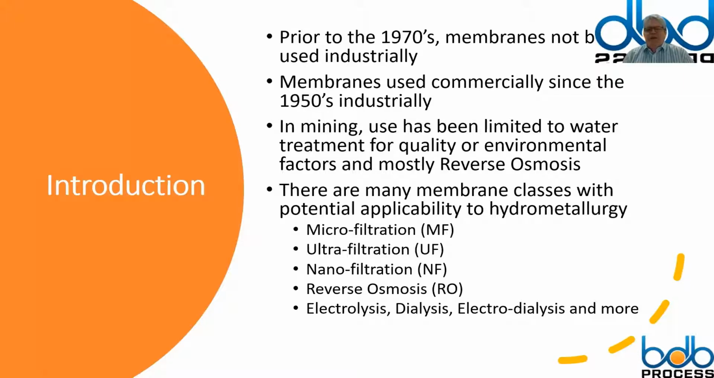So we look at membranes generally. Prior to the 70s, membranes weren't even generally more broadly used, industrial, with one realistic exemption. And membranes have been used commercially since the 50s, industrial, and that really is focused around the chlor-alkali application, and that's a well-established technology now, has been for a long time. In mining, the use has been limited really to water treatment for quality or environmental purposes, and in the early 80s, RO was introduced as an ability to convert brackish or salt water to drinking quality water, and soon became the technology of choice for that use in mining.